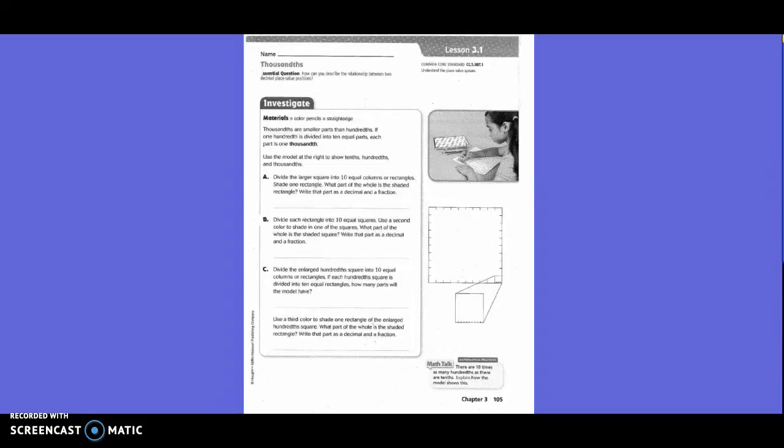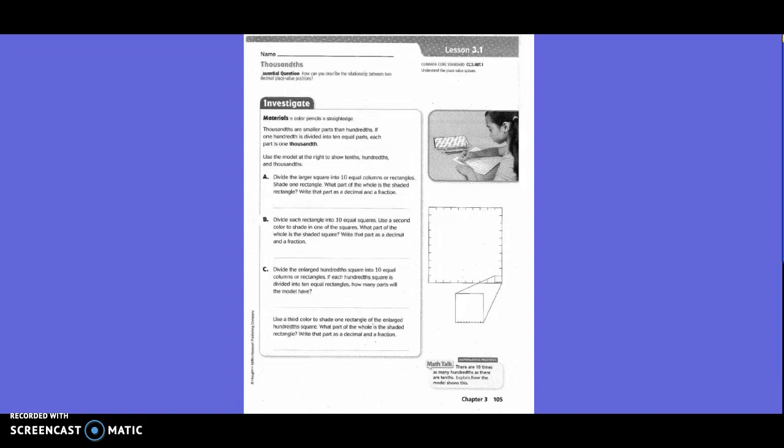Fifth grade, Chapter 3, Lesson 1, Thousandths. Thousandths are smaller parts than hundredths. If 1/100th is divided into 10 equal parts, each part is called 1/1,000. Use the model at the right to show tenths, hundredths, and thousandths.